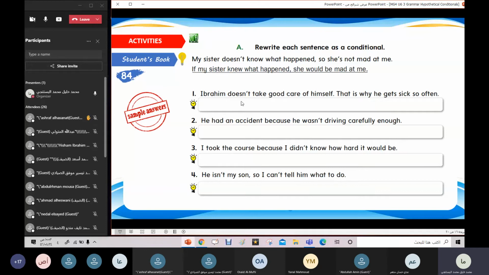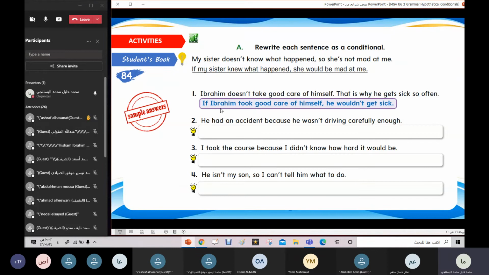Ibrahim doesn't take good care of himself. That is why he gets sick so often. We can say, if Ibrahim took care of himself, here we want to imagine the opposite. If he took good care of himself, he wouldn't get sick. Number 2, who can read? He had an accident because he wasn't driving carefully enough.